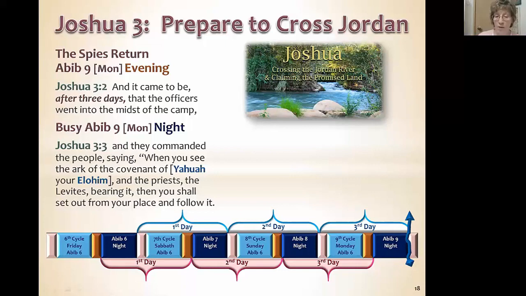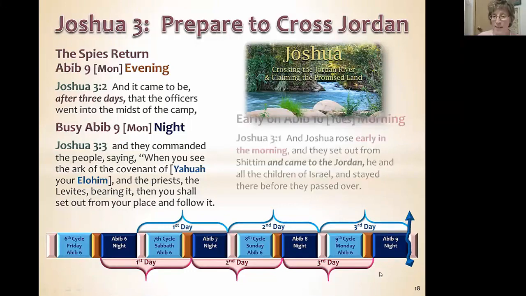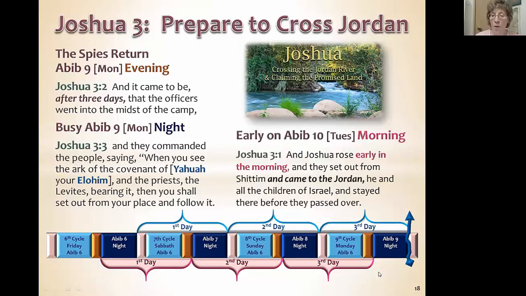So I've got the chart here so that you know what's happening. So this is where the instructions are being given. We'll see it on the next slide. And then early in the morning on Abib 10, Joshua is getting up early, it says, and Joshua rose early in the morning, and they set out from Shittim and came to the Jordan, he and all the children of Israel, and they stayed there before they passed over. Because they're going to pass over the Jordan in the morning of Abib 10. And the next chart is going to pick up right from here, from Abib 9.